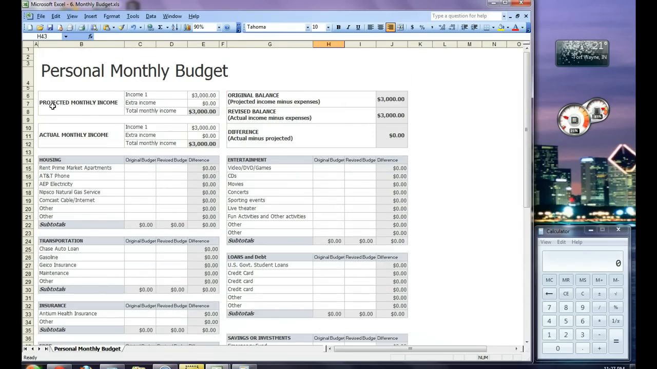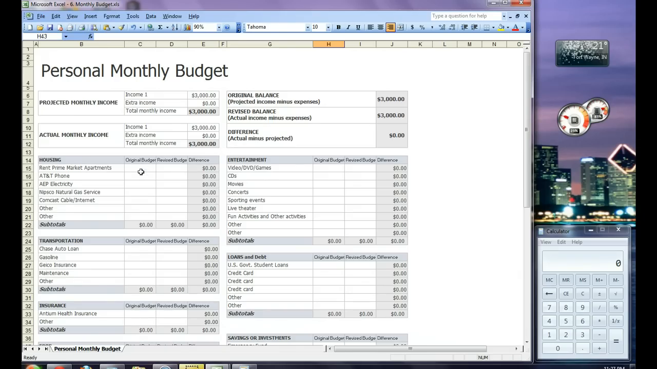Up here it's their projected monthly income, actual monthly income. You won't need to do anything with that. It's $3,000 no matter what. This right here is going to be their balance. As you see right now, they have their $3,000 balance, and their balance is $3,000 for the original budget. And then the revised budget balance, once again, we won't need to worry about that yet. This column will show us the difference between the two, the difference between the balances. And you'll see that as you finish it.